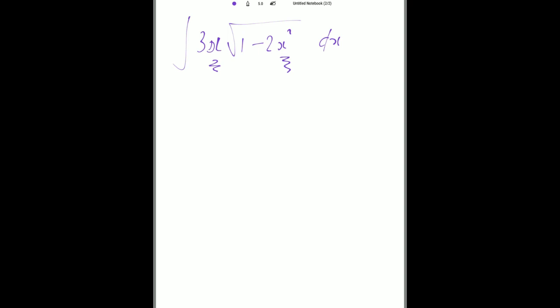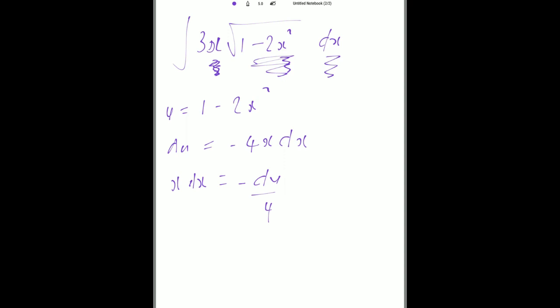So what we're going to do, we're going to say, alright, u is equal to 1 minus 2x squared. And we're going to say du would be equal to negative 4x dx, which would imply that x dx would be equal to negative du over 4. So here we have x dx and we have 1 minus 2x squared. So we're going to be substituting all of these in the original integral expression.